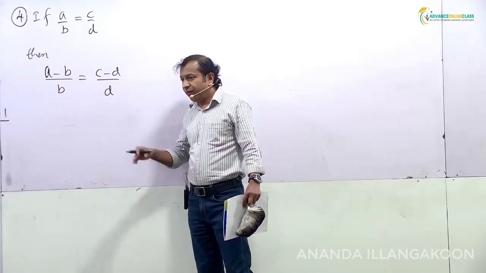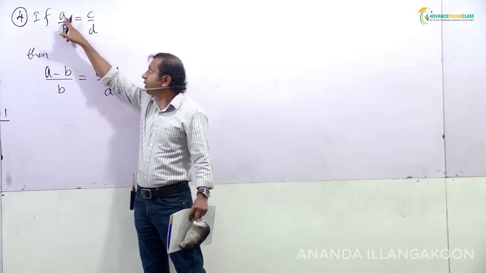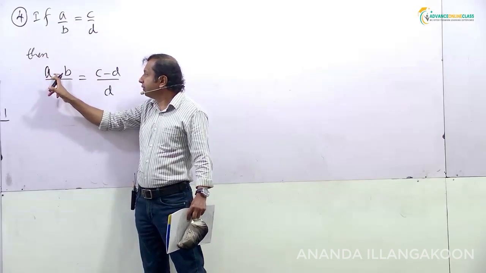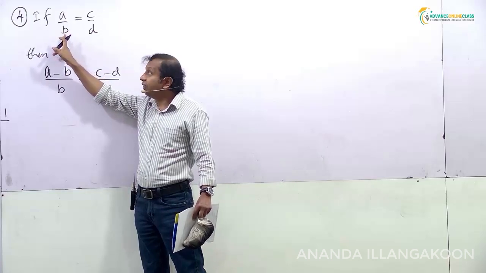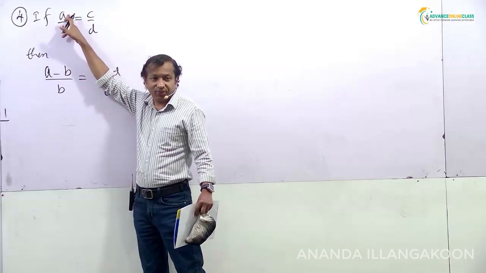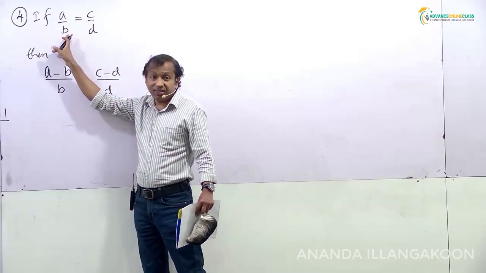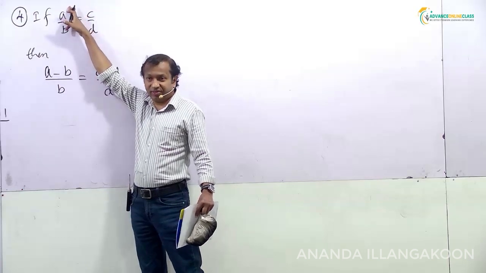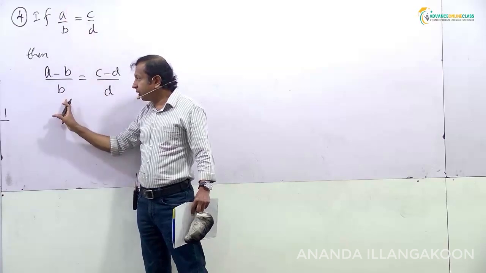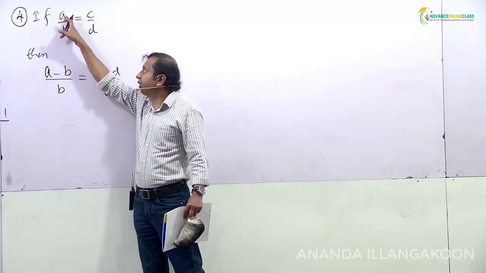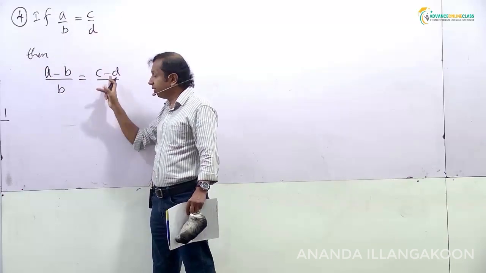Fourth one. What is this? This time, from this A here, this B has been subtracted. Earlier, this we added to the numerator. That's how we got A plus B. This time, the denominator is subtracted from the numerator. That's what we do in this case. That's how we get here. B is subtracted from A. What do you get? A minus B here, divided by the same B. Here, D, C minus D, divided by D.